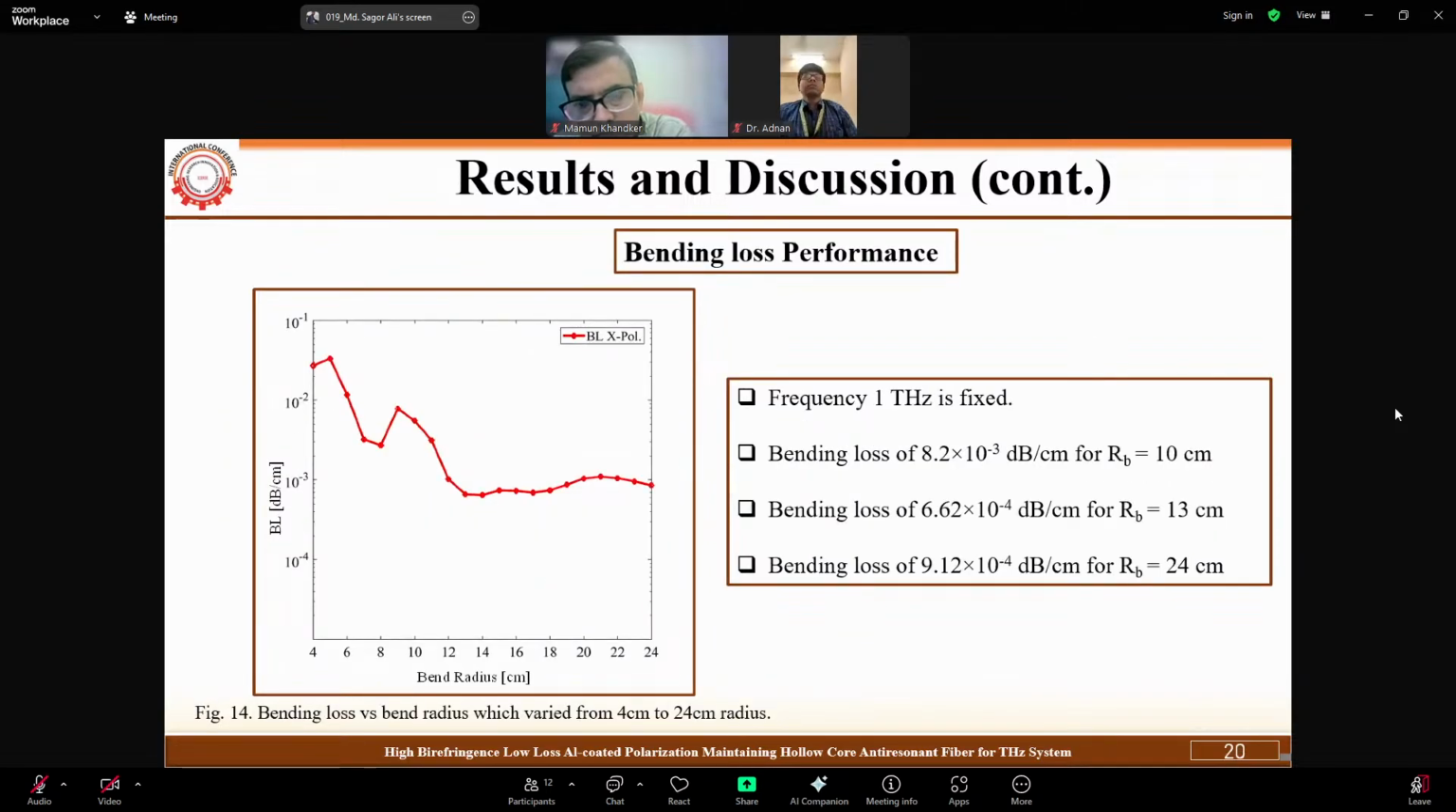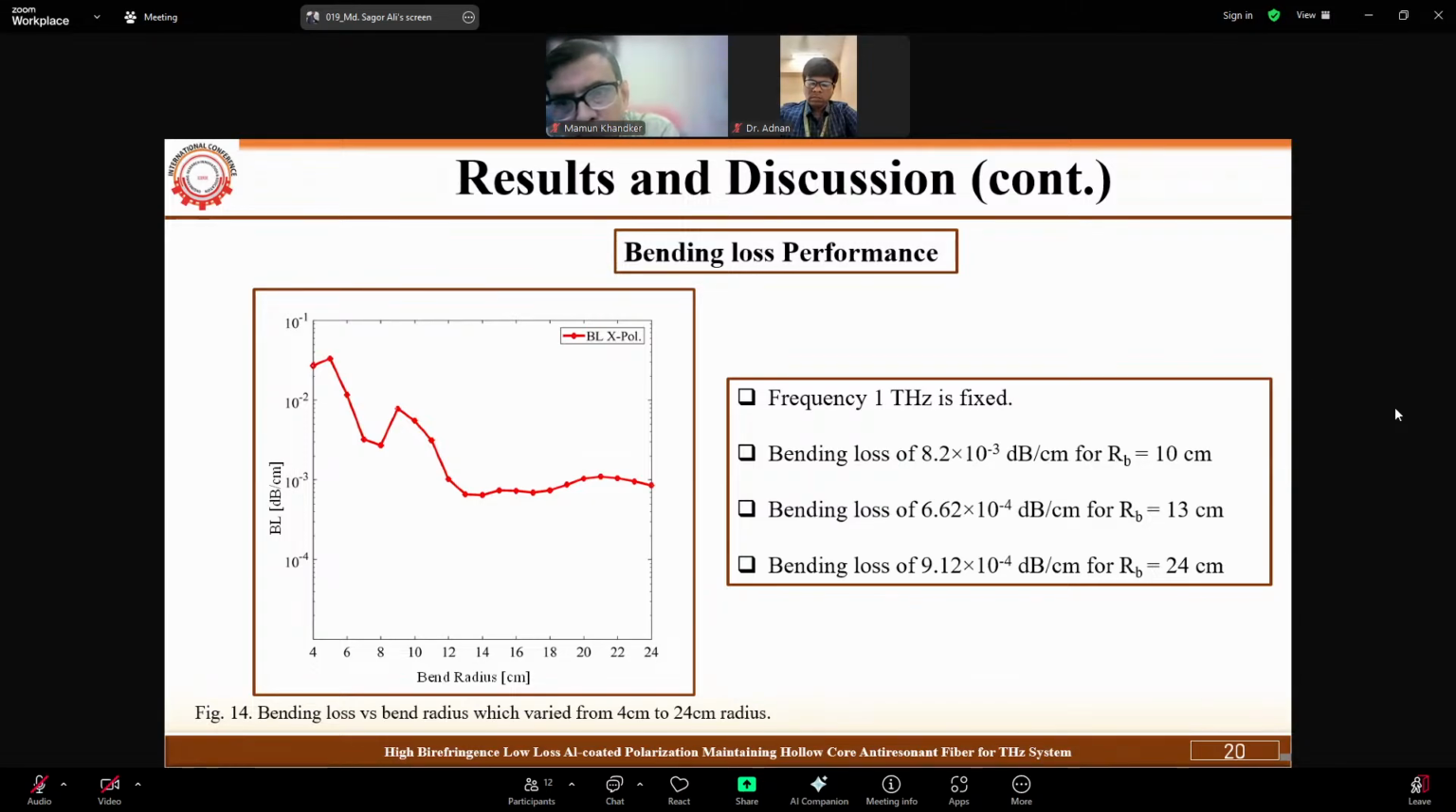Bending loss performance with respect to frequency. In this figure, we can obtain bending loss at 1 terahertz fixed. In this figure, the change in bending radius. We can obtain bending loss of 8.2 × 10^-3 dB per centimeter for bend radius 10 centimeter.